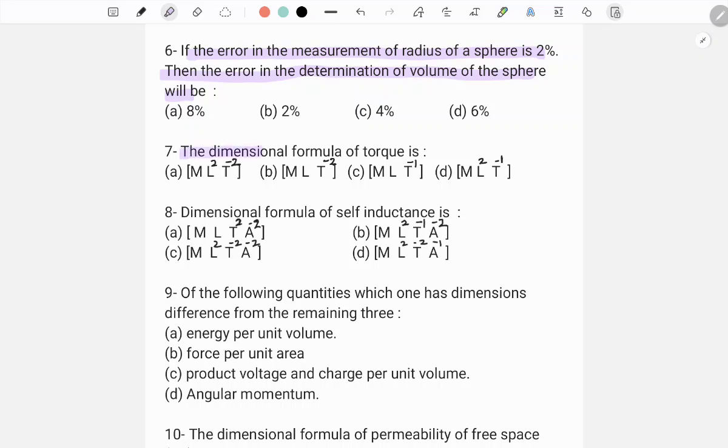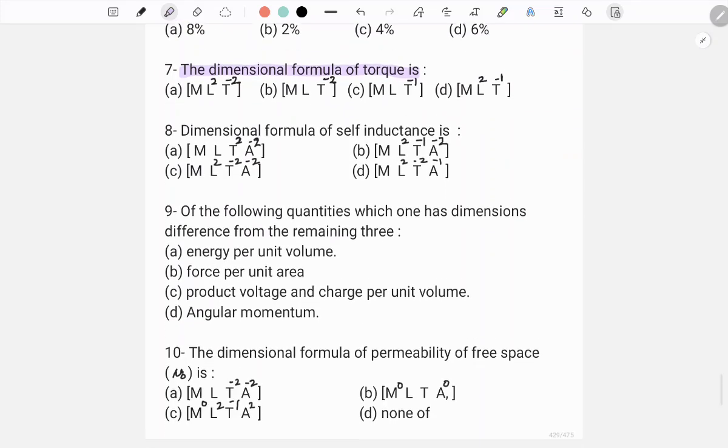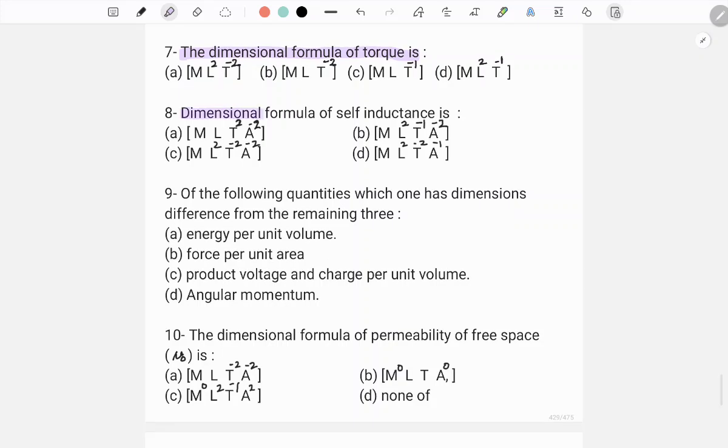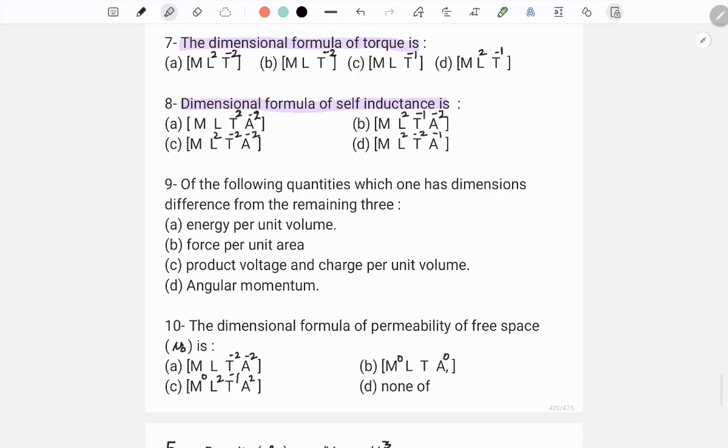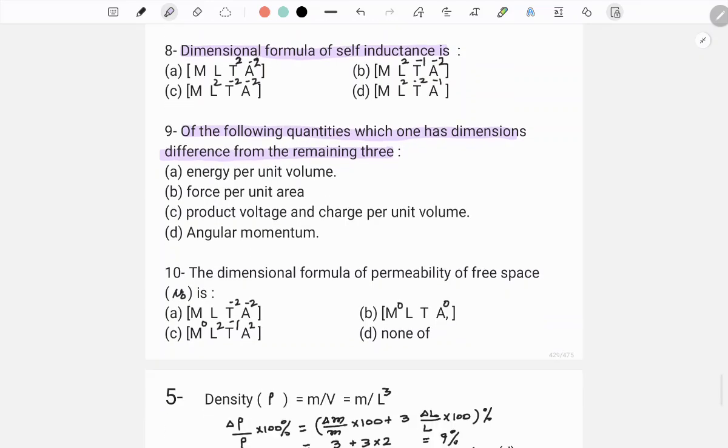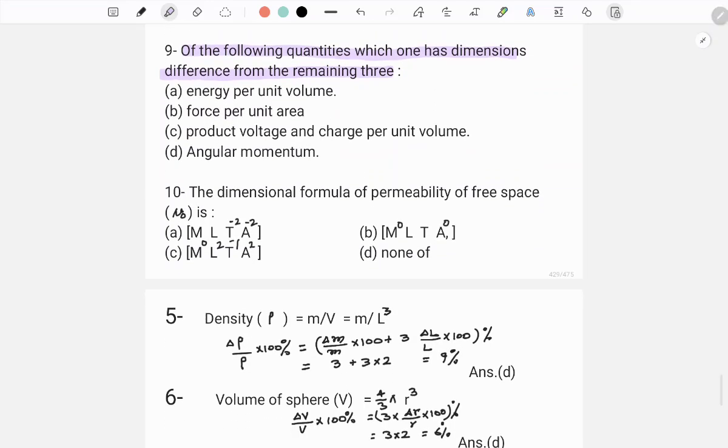Next, the dimensional formula of torque is. Dimensional formula of self-inductance is. Of the following quantities, which one has dimensions different from the remaining three? The dimensional formula of permeability of free space is.